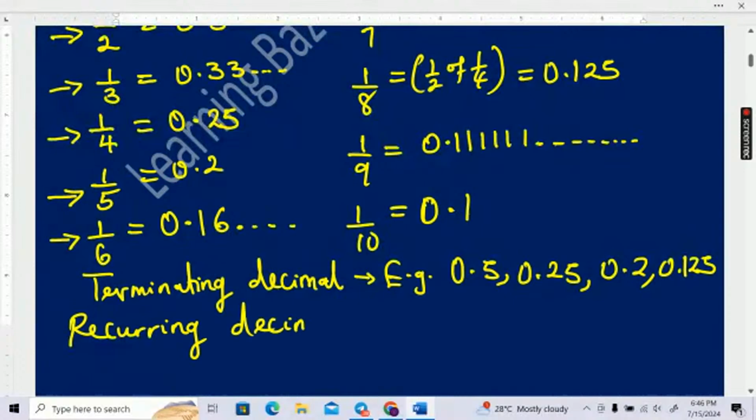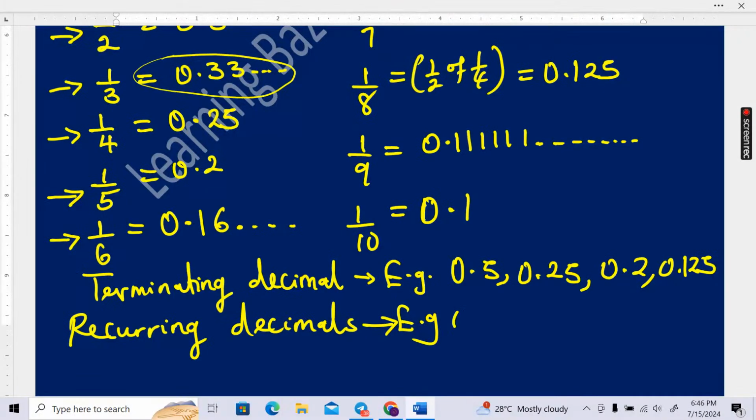So what are the examples of recurring decimals? Recurring decimals are decimals that reoccur. The digits of these decimals keep occurring. So examples of recurring decimals are 0.333 up to infinity. That's the decimal of 1/3. That's an example of recurring decimal.